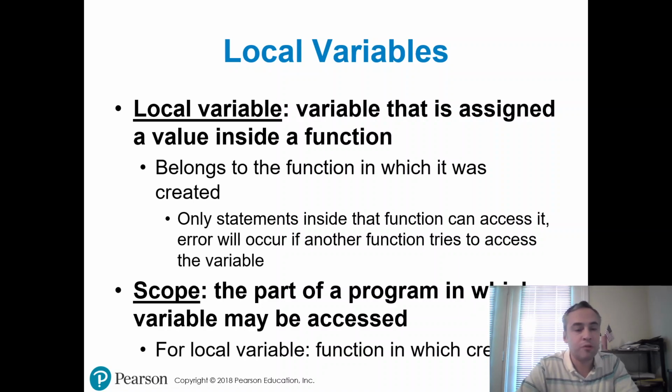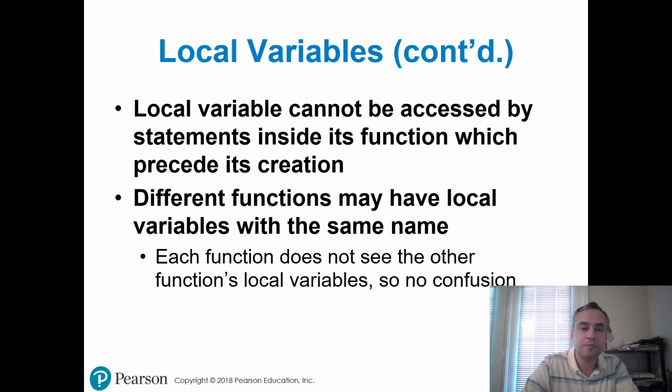The scope of a local variable is the function in which it is created. The outside program does not know about the value of that variable, or that the variable exists at all. So different functions may, and this is important, have local variables with the same name. They don't know about each other's variables, so that is completely fine. Maybe it's not a great practice to always use x, but sometimes there are definitely legitimate reasons to give the same name to variables in different functions.